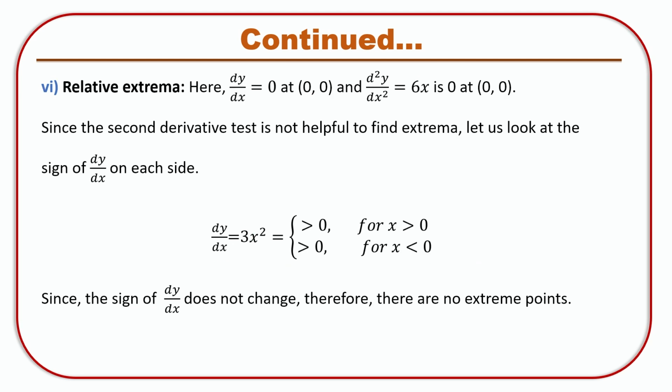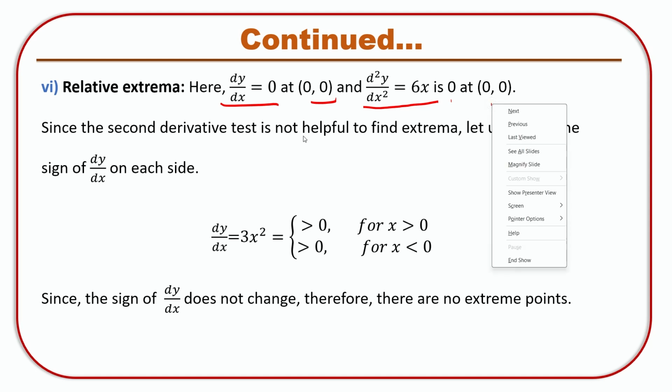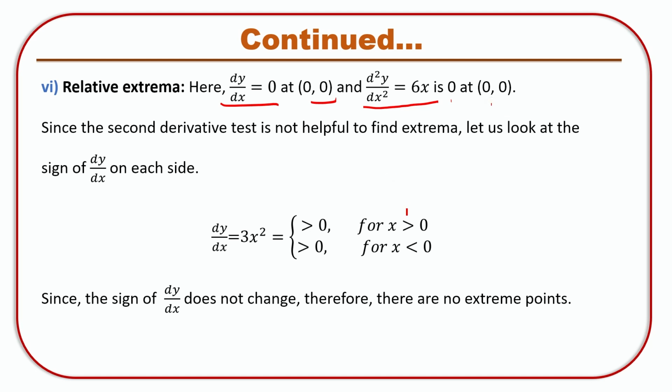Relative maxima or extrema and minima. So dy/dx equals 0 at (0, 0), and d square y by dx square equal to 6x is 0 at (0, 0). Since the second derivative is not helpful to find extrema, let us look at the sign of dy/dx on each side. So dy/dx equals 3x square, and its sign is always greater than 0, whether x is less than 0 or x is greater than 0. It is always positive.